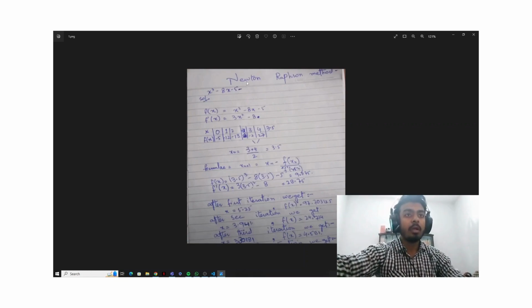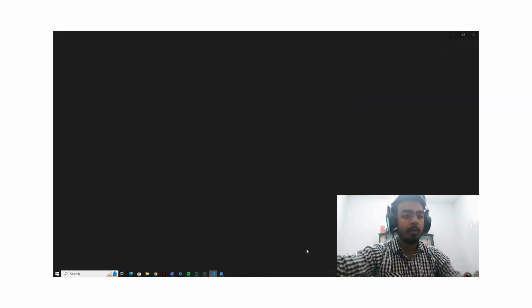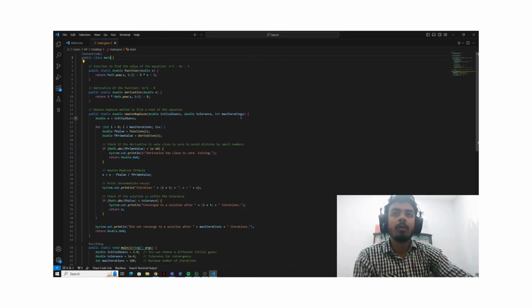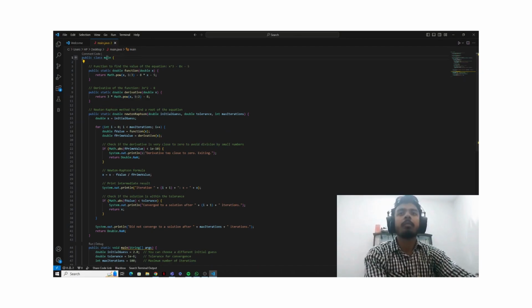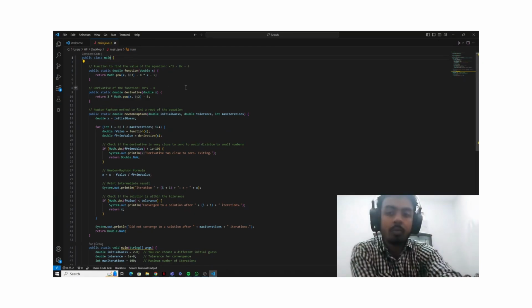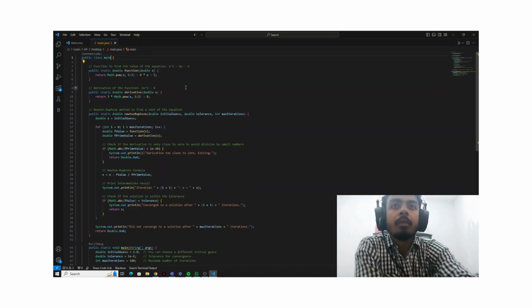So now we are going to go to the code, where I can show you how it is done in Java language. So here's the thing, guys. We just dig into the code. We have a code in Java language for the Newton-Raphson method. I made it in Main.java so it is easy to run and we don't get any problems.